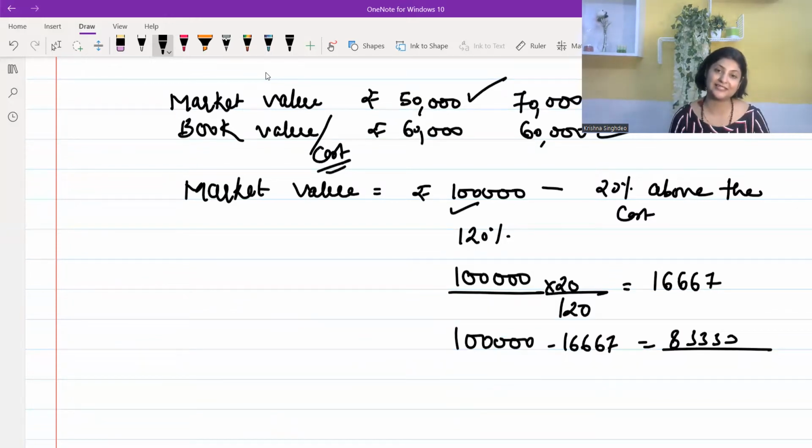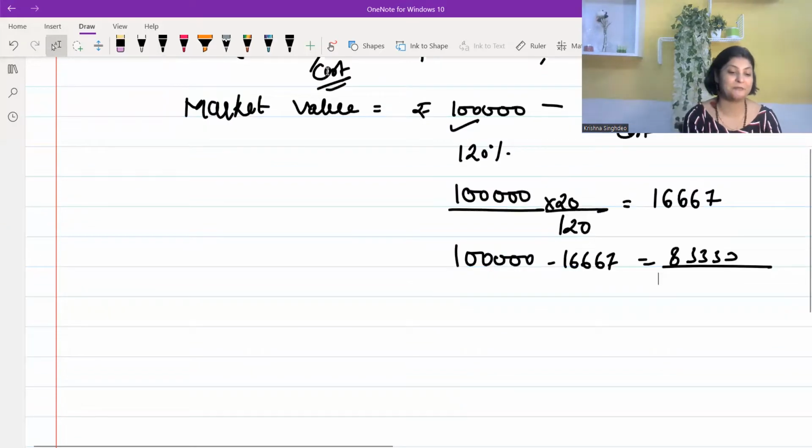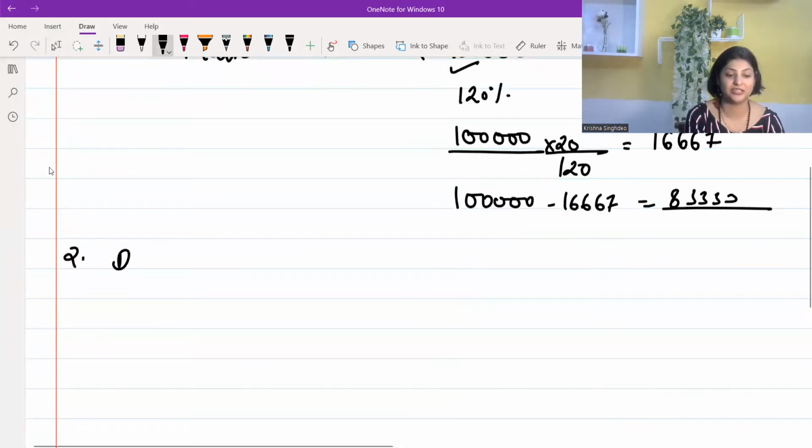So this is the first adjustment, talking about the closing stock. Now, what else can be given in additional information? Most of the time depreciation is also given in the additional information.